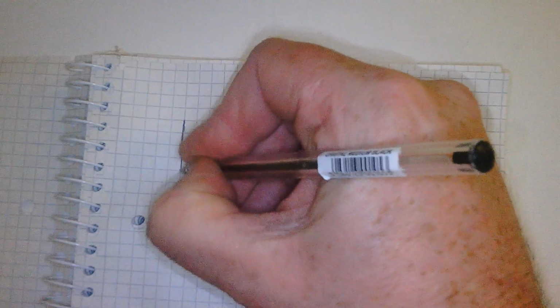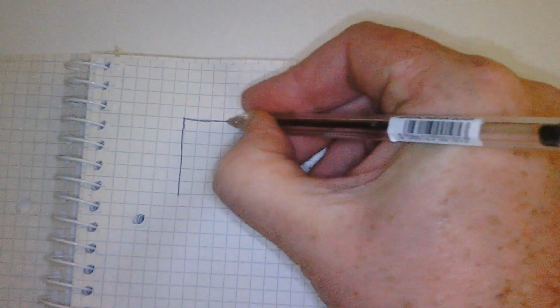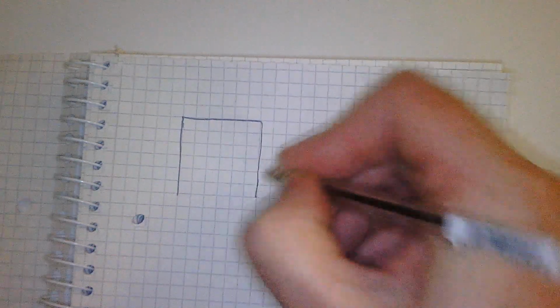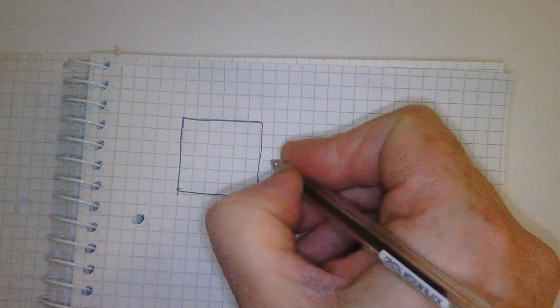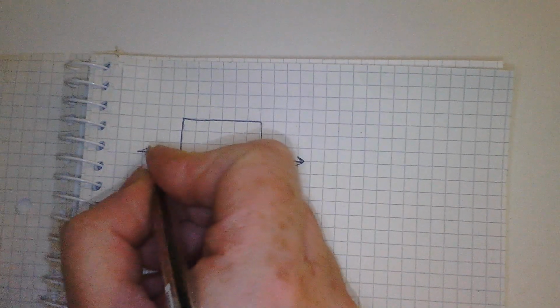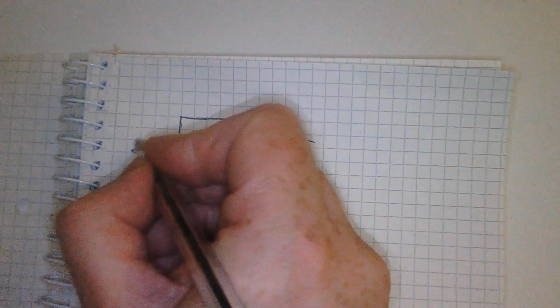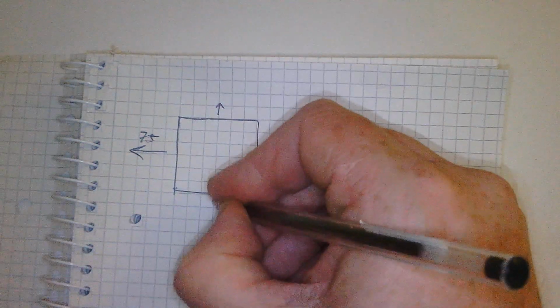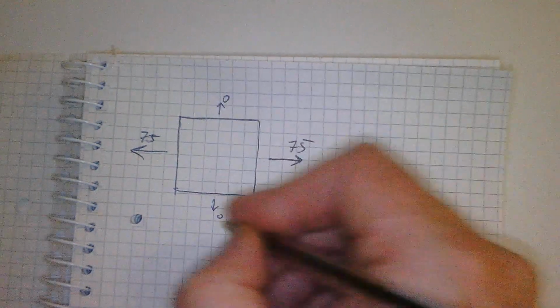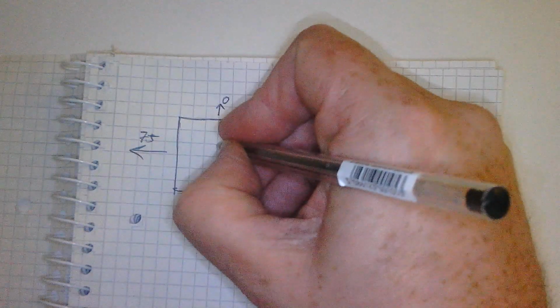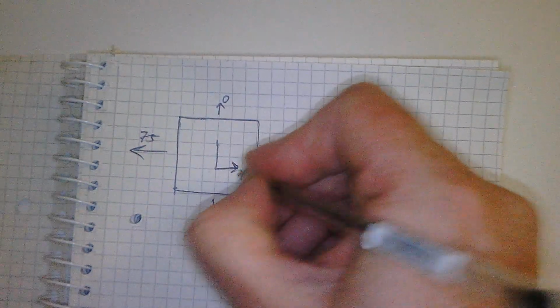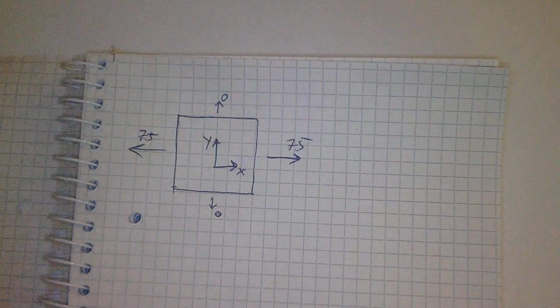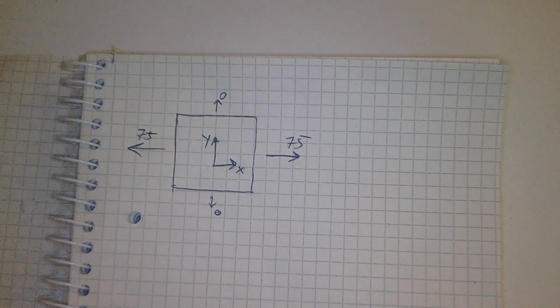Now, on a separate page, I'll just draw that out. So in our original xy coordinate system, we had 75 this way, so 75 of tension, and 0 in the y direction. Okay, so that is x and y. That's your original coordinate system.